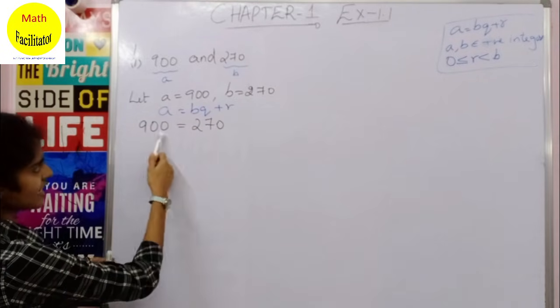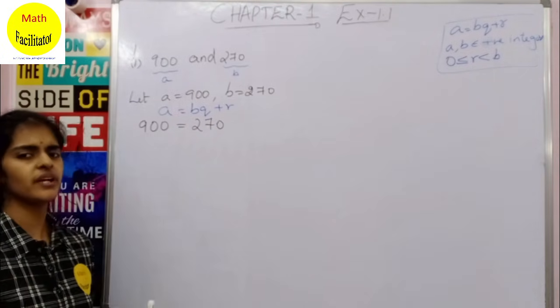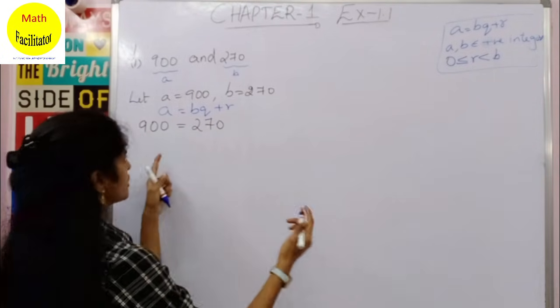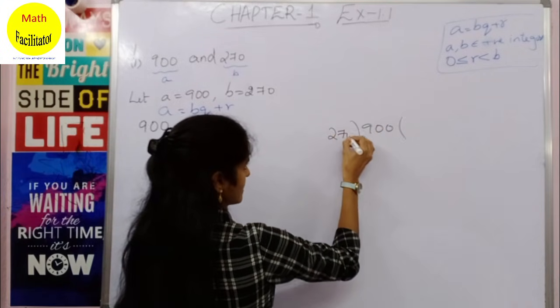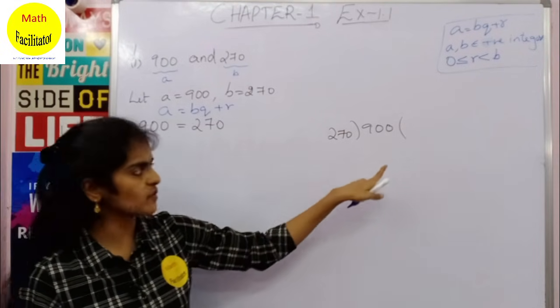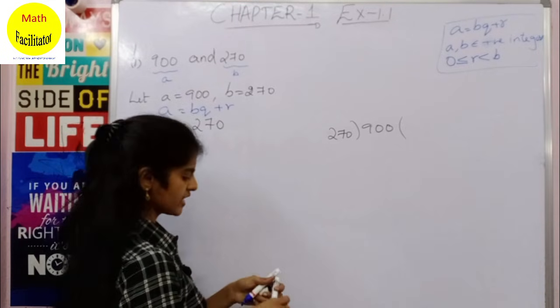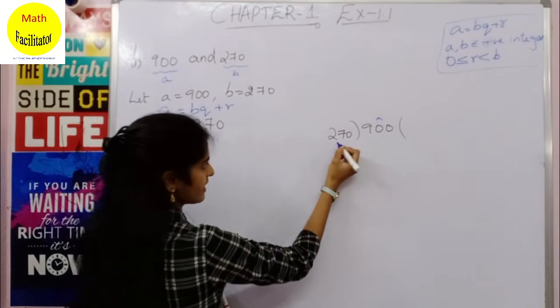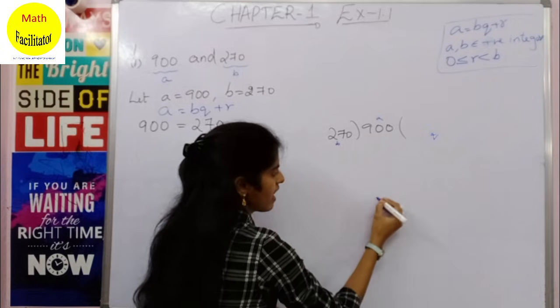Now you know what A is, you know what B is, but you don't know what Q and R are. How will you find them? Simple division. You will divide 900 by 270. Dividing 900 by 270, you will find the quotient and remainder, that is nothing but your Q and R. Clear? So here 900 is A, this is B, and you will get Q here and R here.